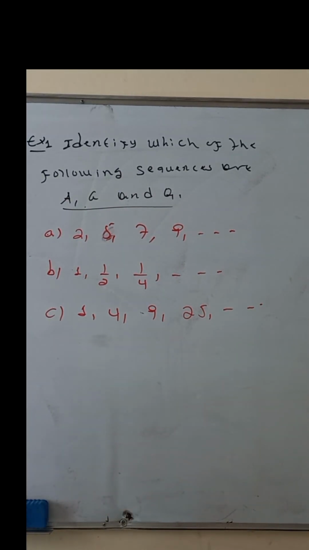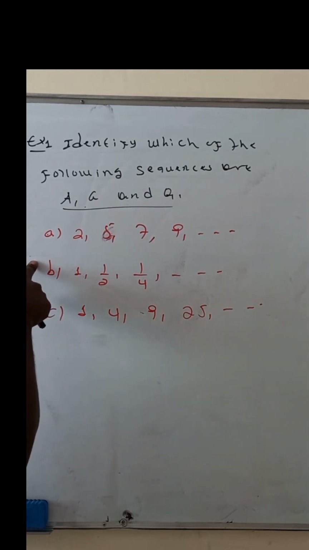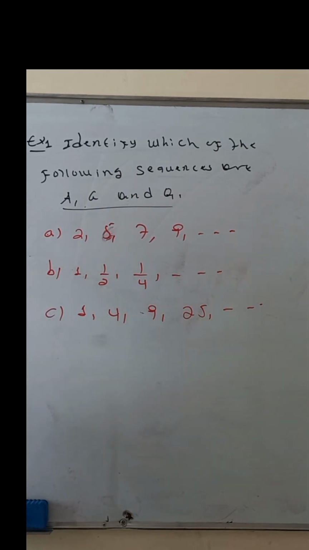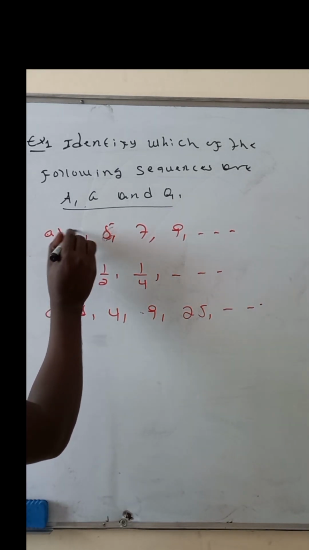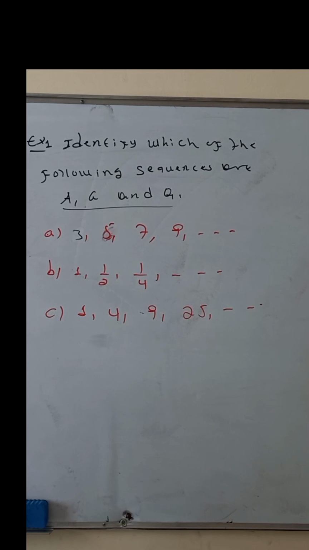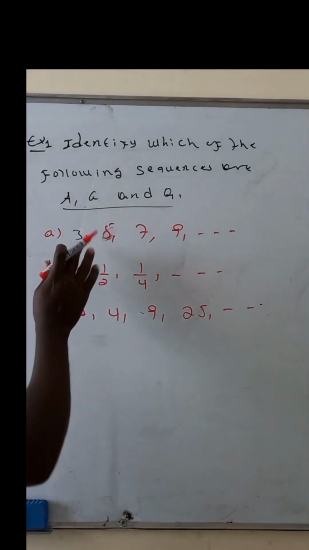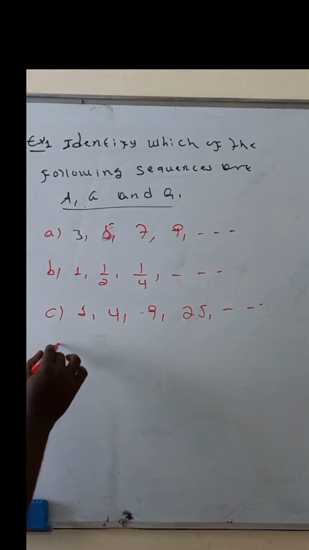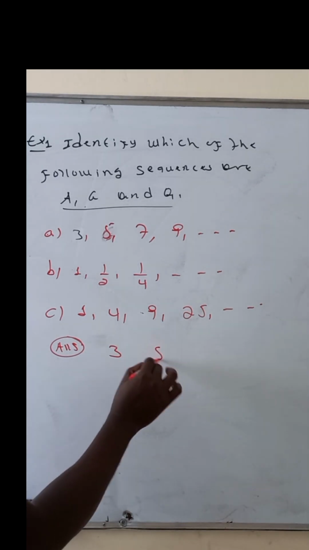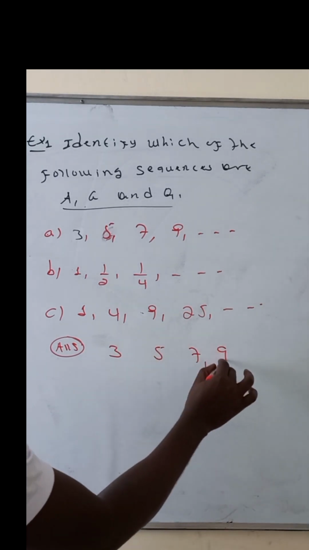Let's come to the second problem. Before I directly come to B and C, let me change this problem. Assume that the first term is 3. If it is 3, what kind of sequence is it? Let me check it again. Now if it is 3, what's the common difference between the terms? The answer for this problem: you have 3, 5, 7, 9, and so on.